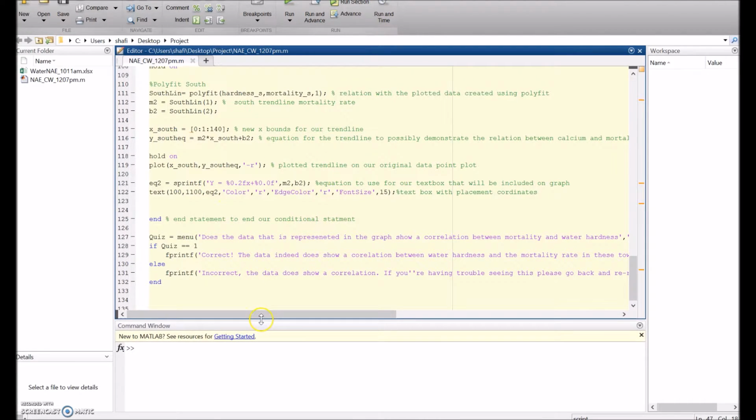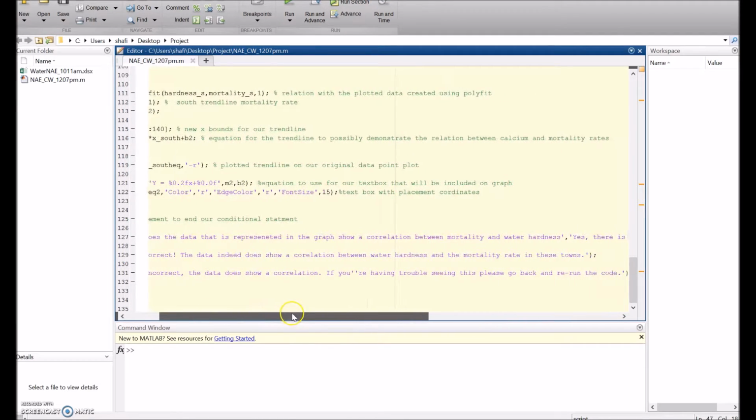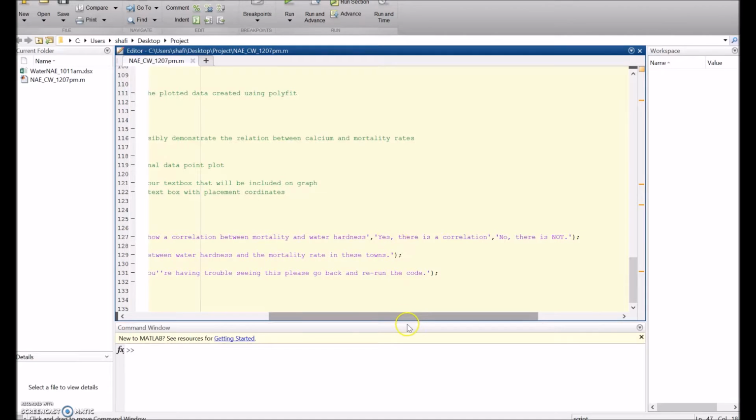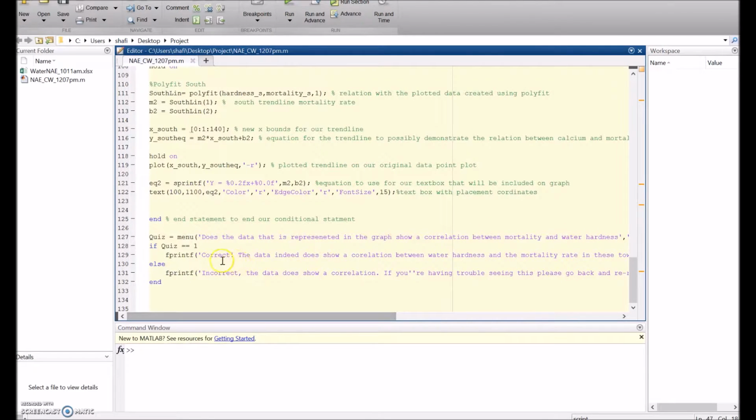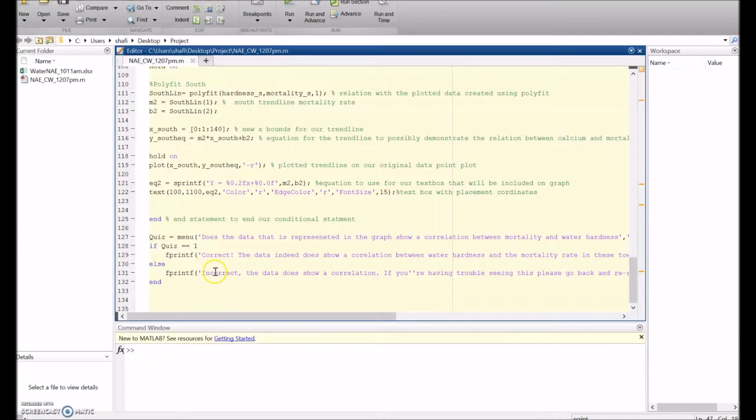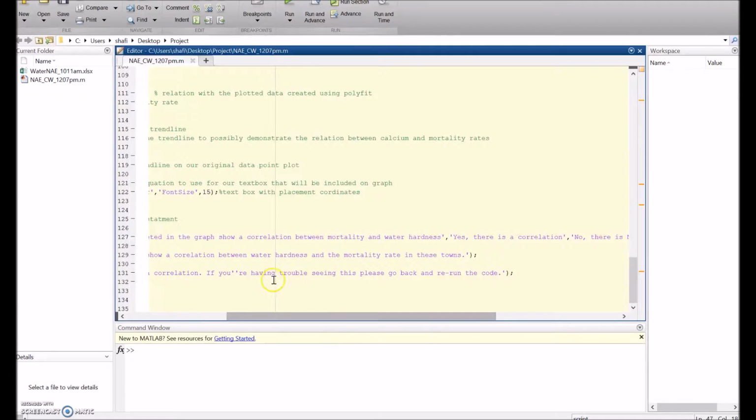So we asked the user, does this data represented in the graph show a correlation between the mortality and water hardness? If they chose yes, they'd be given another prompt. If they chose no, they'd be given another as well. If they chose yes, correct, the data indeed does show a correlation between water hardness and mortality rate in these towns. And if they chose no, incorrect, the data does not show a correlation. If you're having trouble seeing this, please go back and rerun the code.